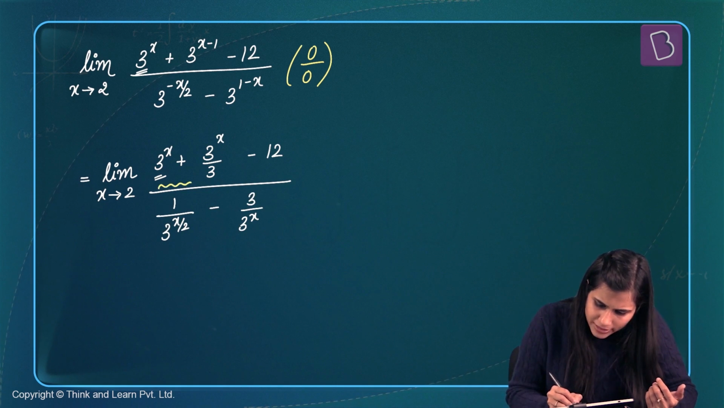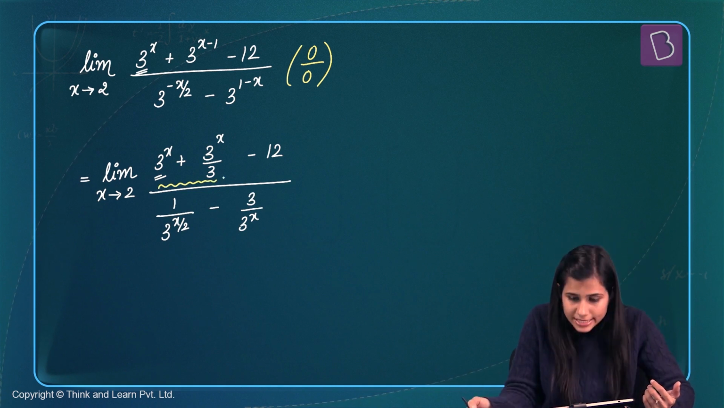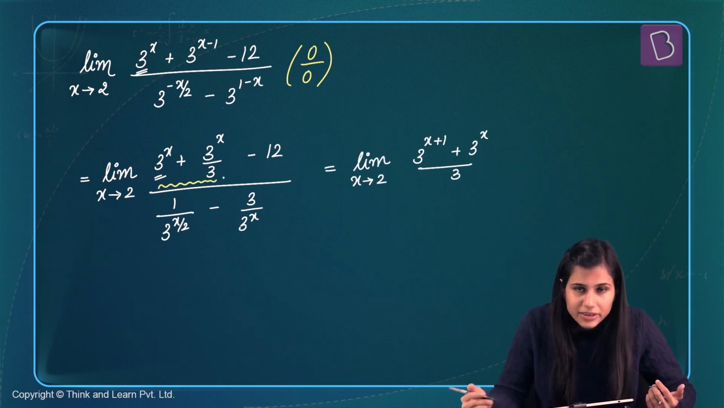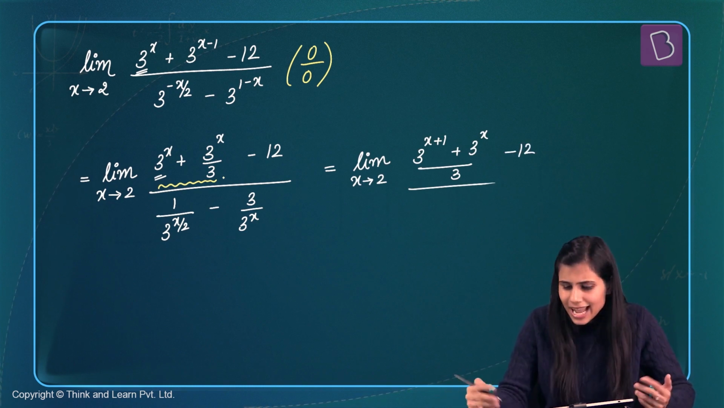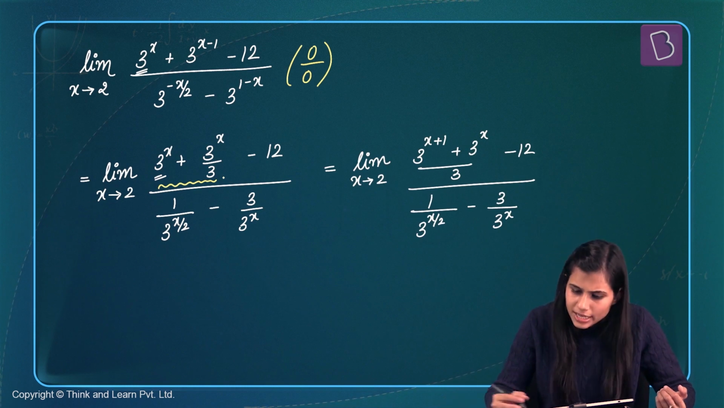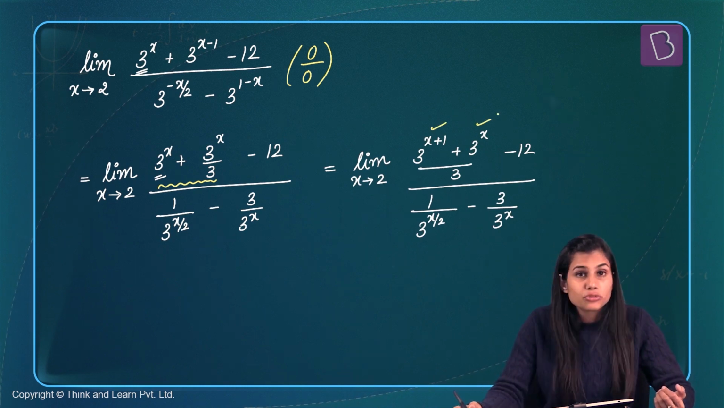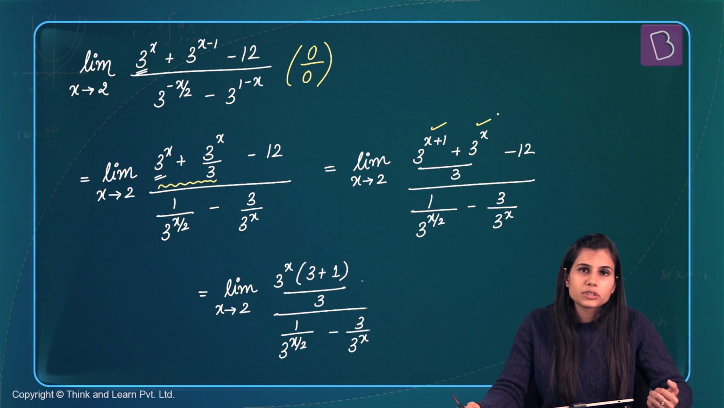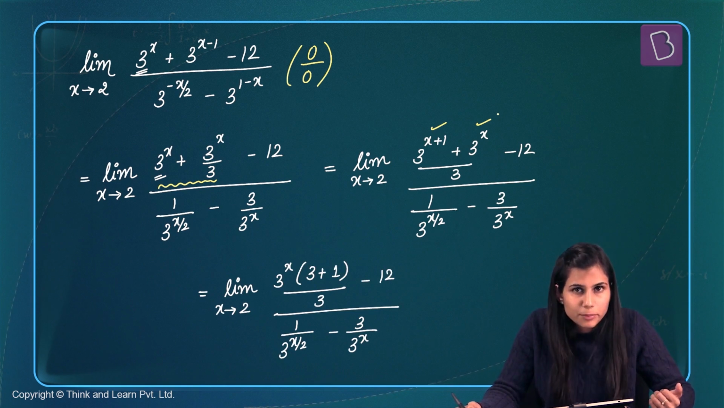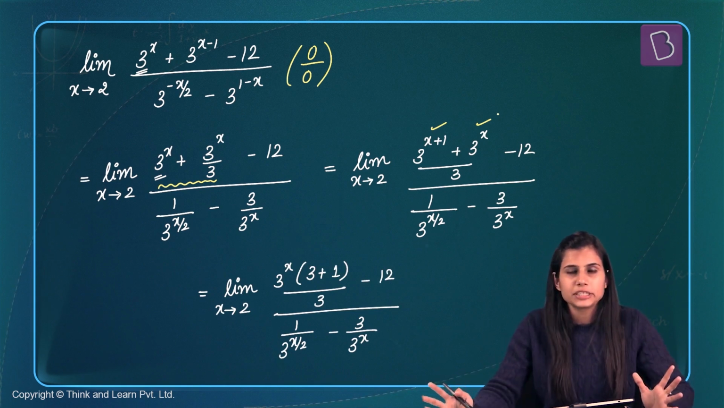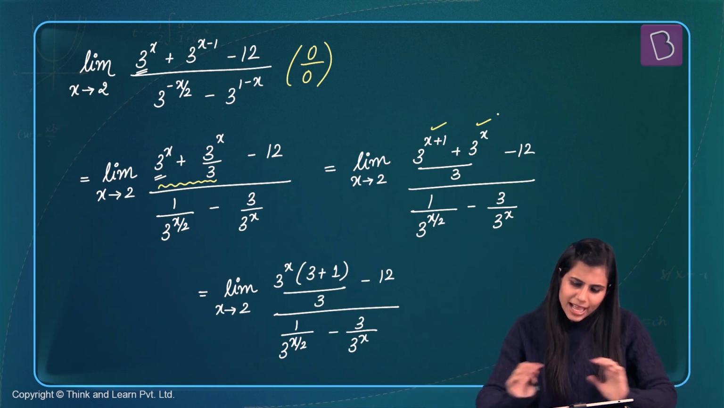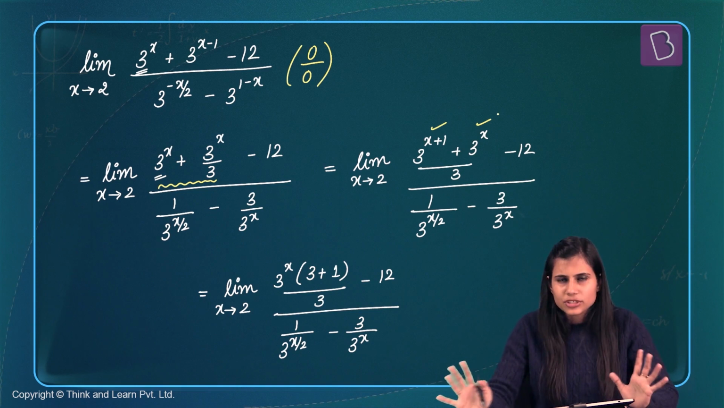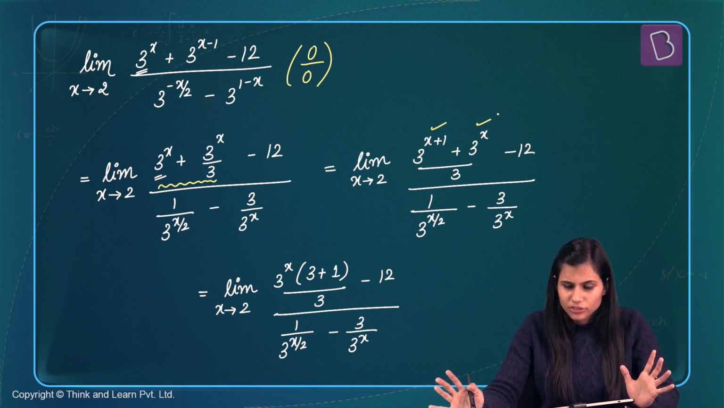Now you can see both these I can club and find out the LCM. I am going to have 3 to the power x plus 1 plus 3 to the power x whole upon 3 minus 12 and the denominator as it is. Now from here and here you can take out 3 to the power x common. You will be left with a 3 plus 1, that's 4 inside the bracket, and rest of the terms I'm not disturbing.